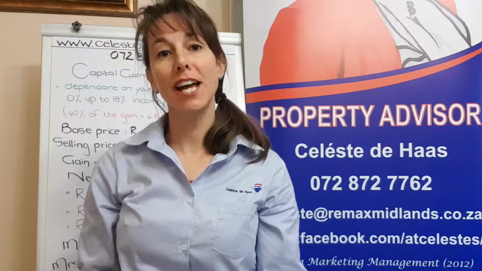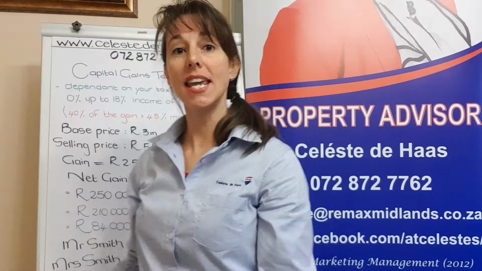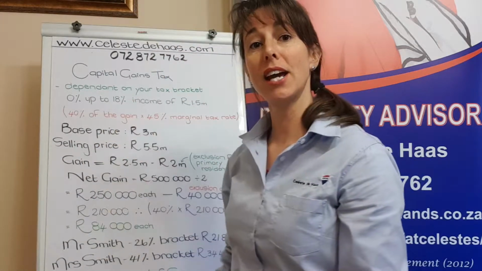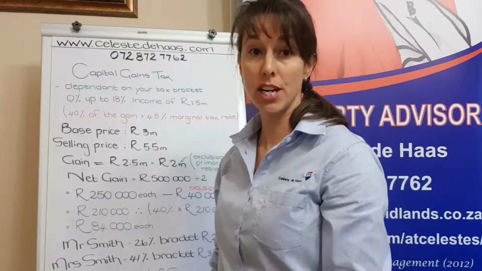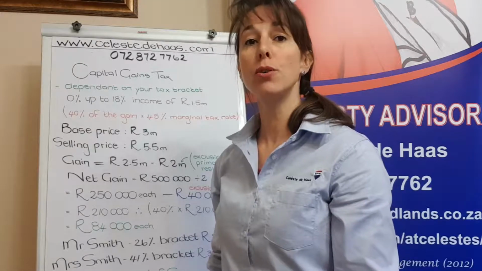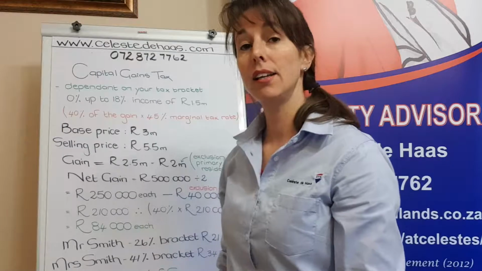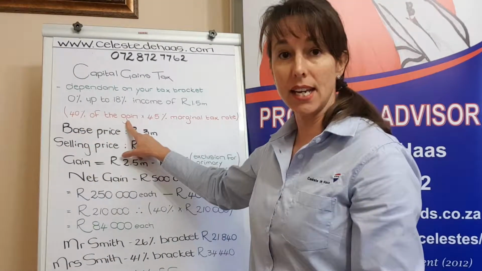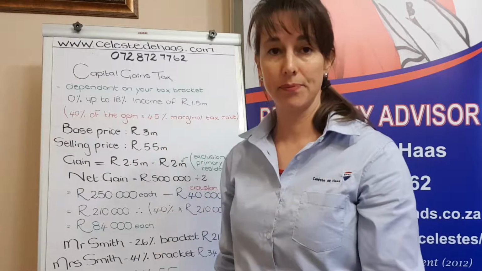The effective rate payable on a capital gain is determined by the income tax bracket in which you fall. It can range from 0% for individuals under the tax threshold up to 18% for those individuals whose income exceeds 1.5 million rand. The formula is as follows: 40% of the gain times 45% of the marginal tax rate.